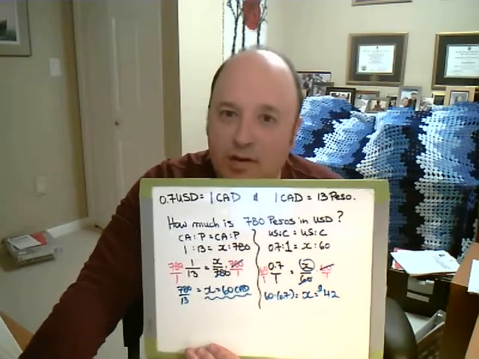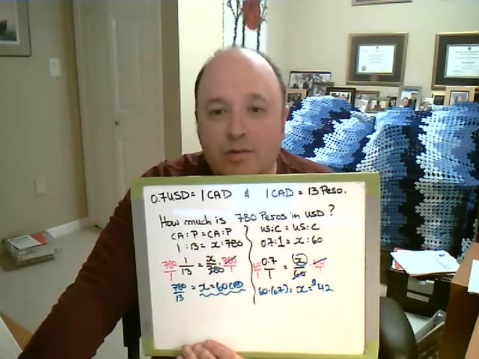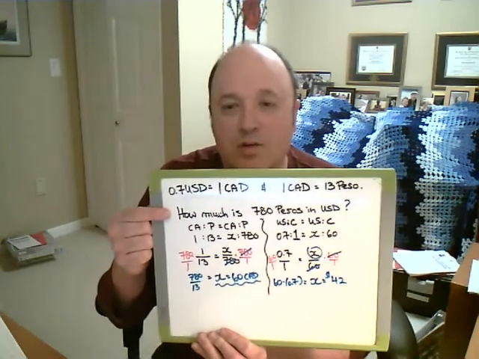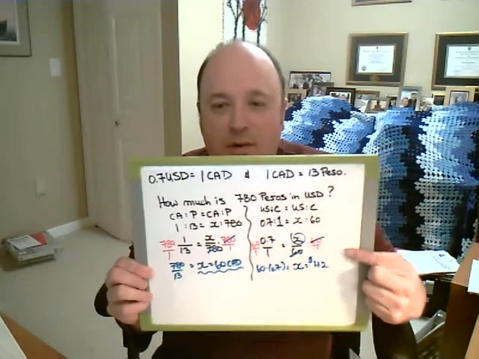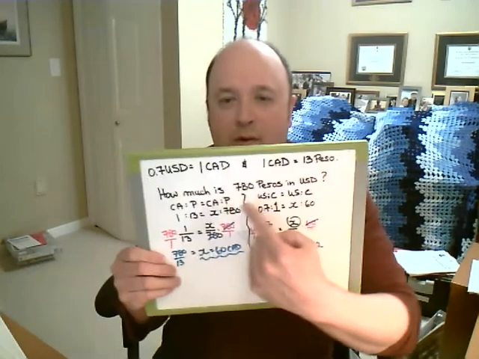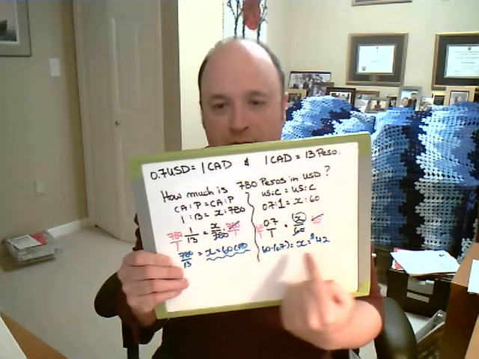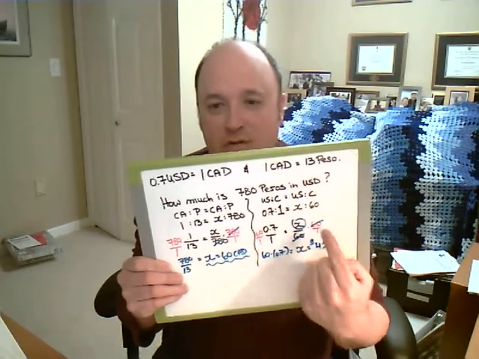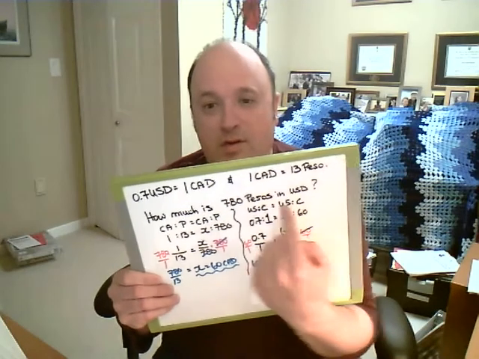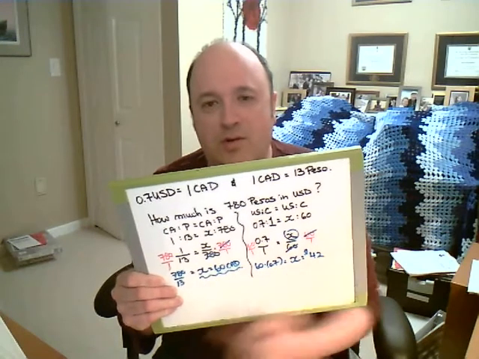Is that 42 Canadian dollars, 42 American dollars? Which kind of dollars is it? Well, you got to go back to the original question. How much is 780 pesos in US dollars? So here down at the bottom, we've calculated our US dollars. Remember, US is what we're looking for. That's our X, and we know that it's $42, so that's 42 US dollars. So 780 pesos is the same as 42 US dollars.